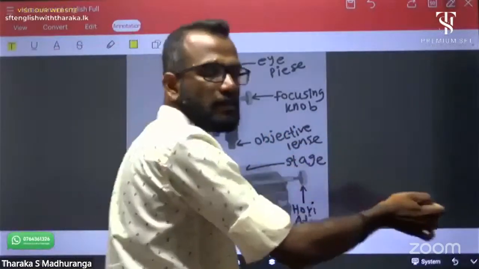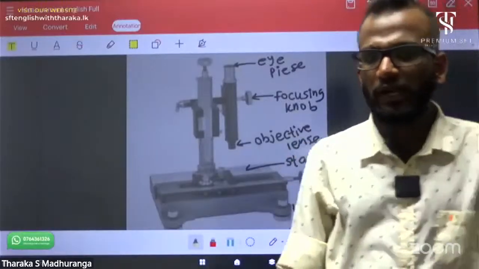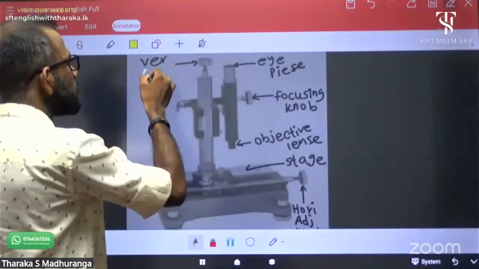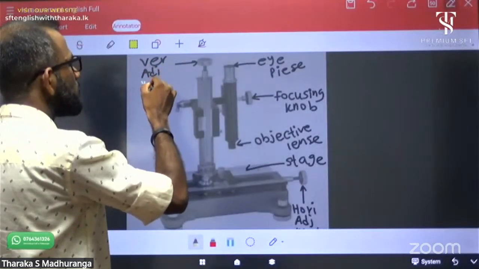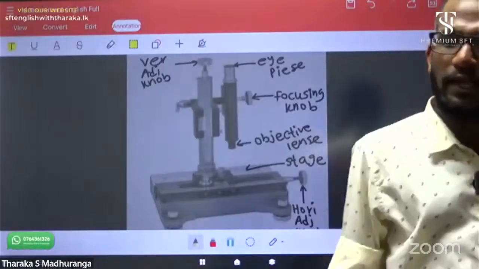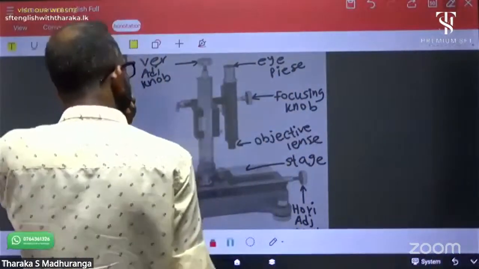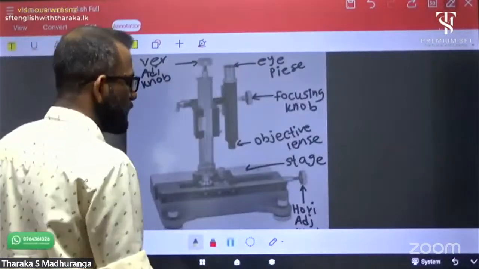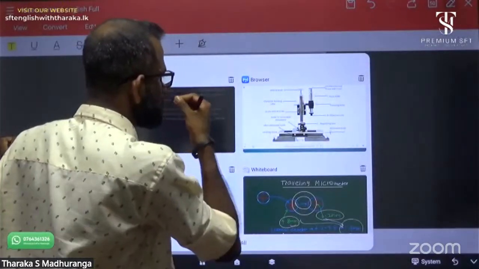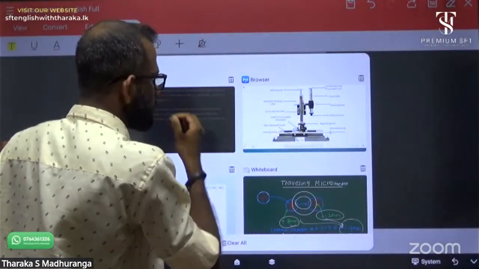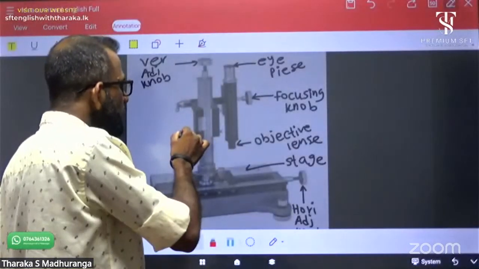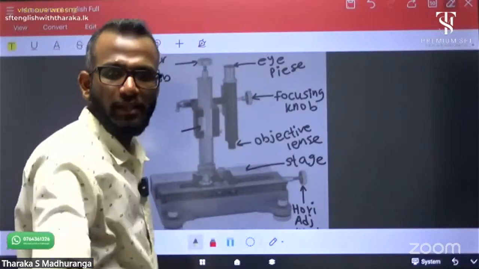And this is a horizontal adjustable knob. This is a vertical adjustable knob. Vertical adjustable knob. Okay, this is the vertical vernier scale.